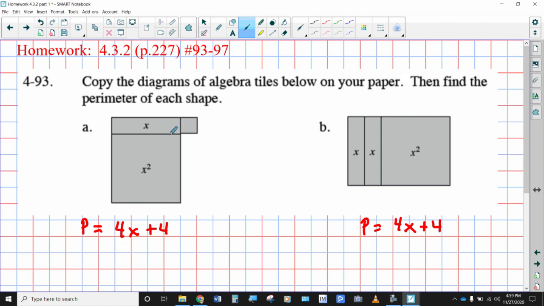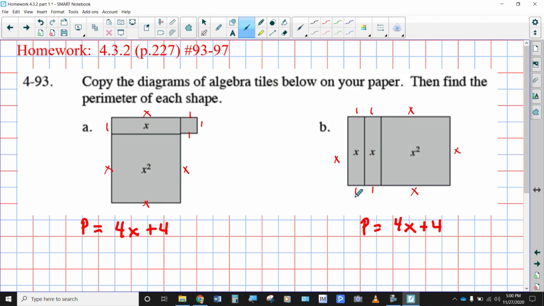All right, so let's go ahead and take a look at these. If we are going to find the perimeter of each shape, pretty straightforward, right? 1x here, a 1, 1, and a 1. Here's another x, here's another x, here's another x, and another 1. So a total of 4 x's and 4 1s. Here we got 1, 1, x, x, x, 1, 1, x. So this is also 4x plus 4.